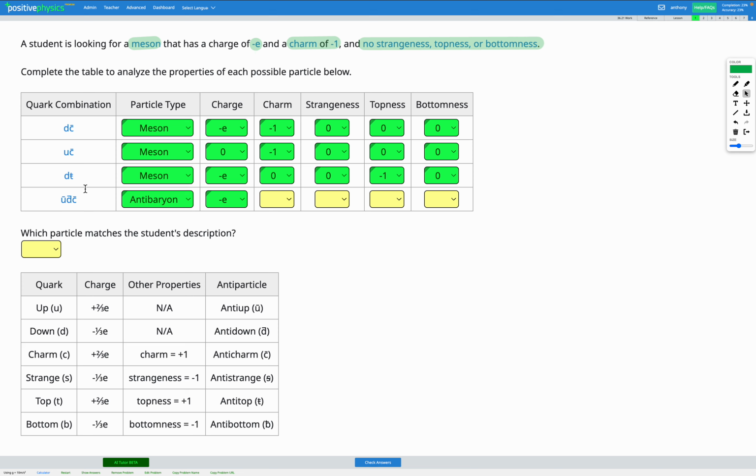Then we have an anti-charm particle. Since charm has a charm of +1, anti-charm has a charm of -1. And then we've got, again, no strange, top or bottom in there, so our strangeness, topness, and bottomness are all going to be 0.